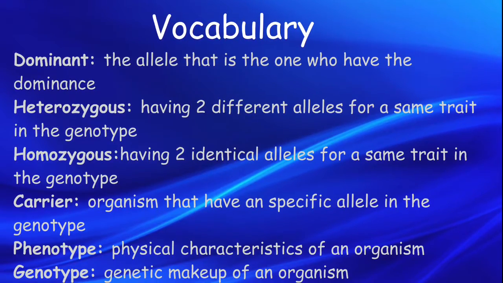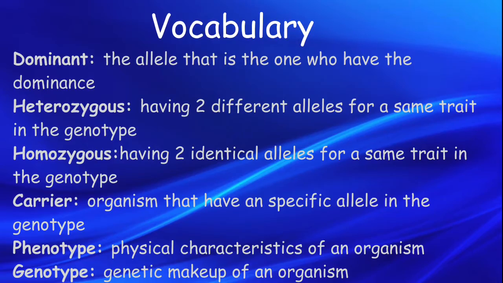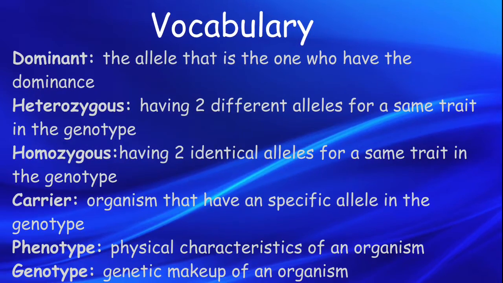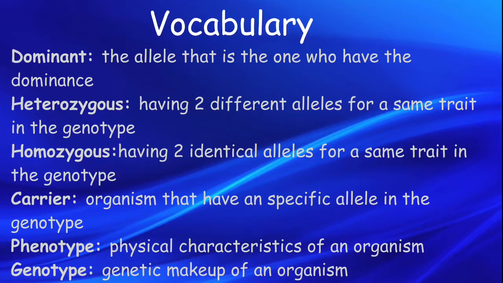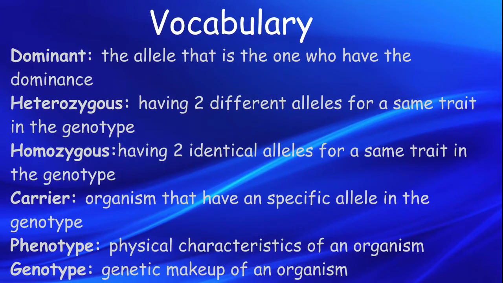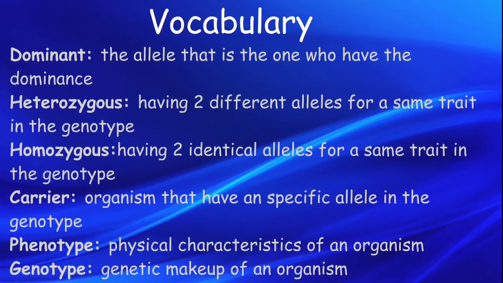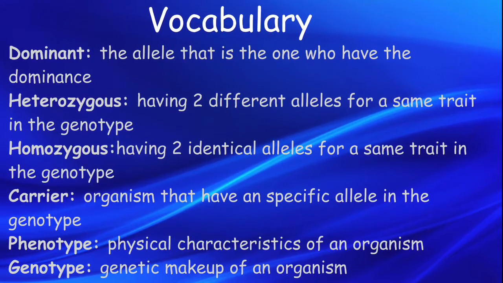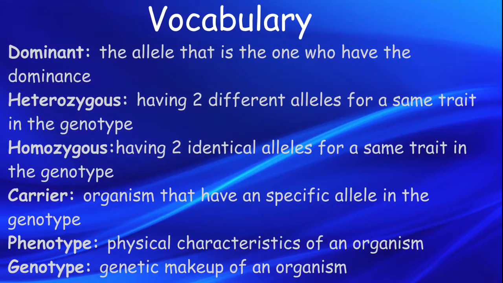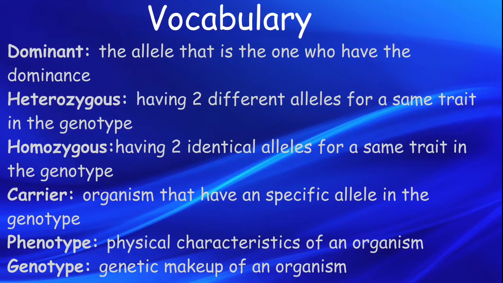heterozygous are the ones that have two different alleles for the same trait in the same genotype. Could be a dominant one and a recessive, or it could be two dominant, two recessive, etc. The homozygous is the opposite, is having two identical alleles of the same genotype.